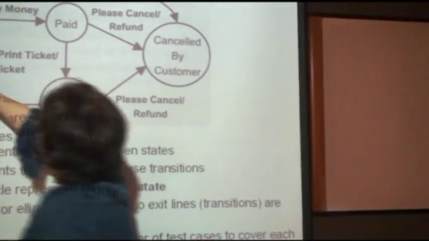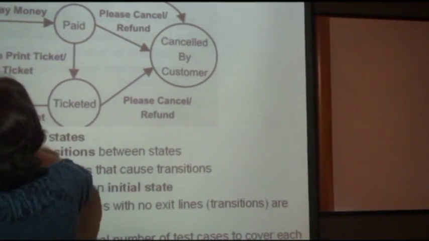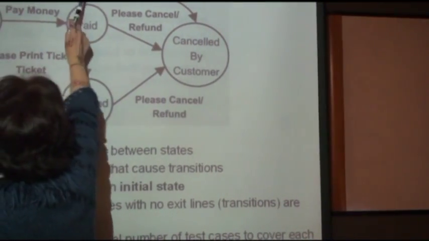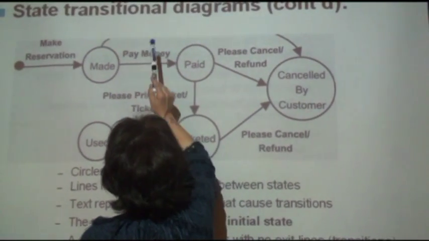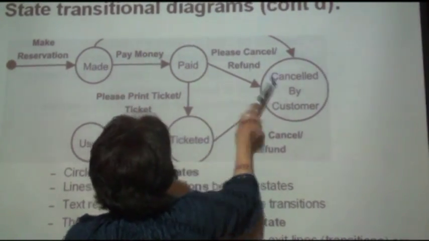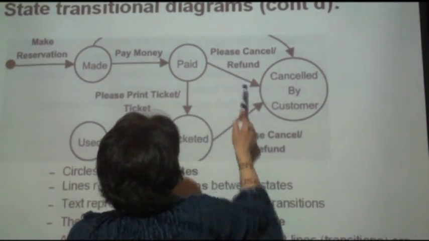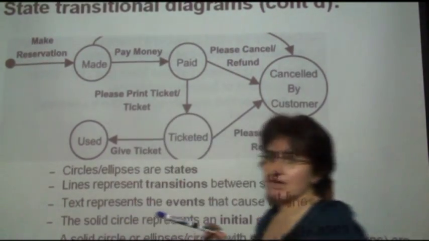11? 1, 2, 3, 4, 5, 6, 7. The first link, you don't need the first link. You need just the first state. Okay, 1, 2, 3, 4, 5, 6, 7, 8, 9, 10, 11. Yeah, 11 test cases, right?